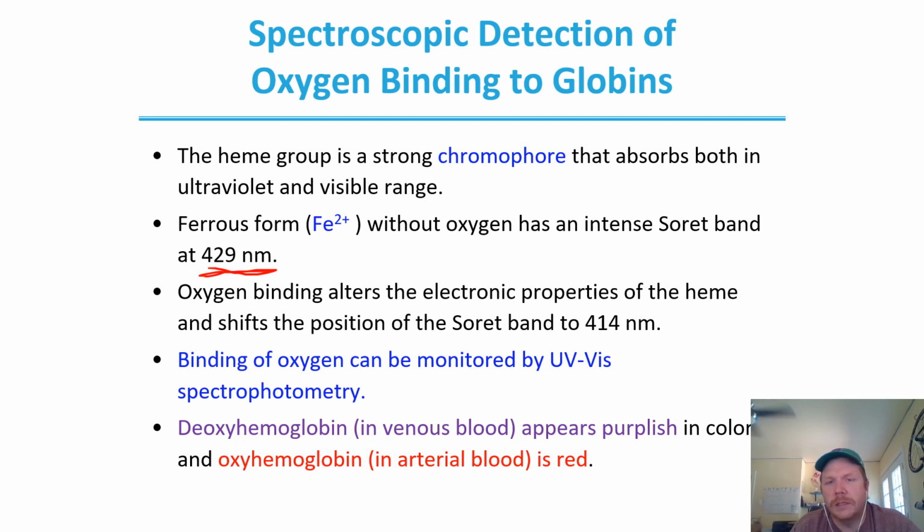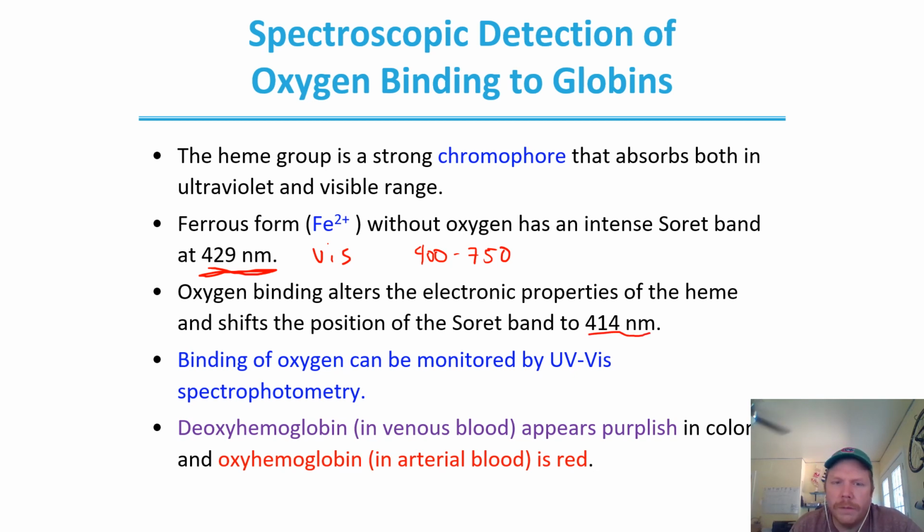And so that's within the visible light spectrum. If you remember, the visible light spectrum is approximately 400 to 700, or maybe it's 450, I can't remember, but that's very close to the visible light spectrum. So you're actually going to be able to see that, or that's actually going to produce a visible color there. Oxygen binding to that alters the electronic properties of the heme and shifts the position of that Soret band to 414 nanometers. So you have a shift of that energy there.